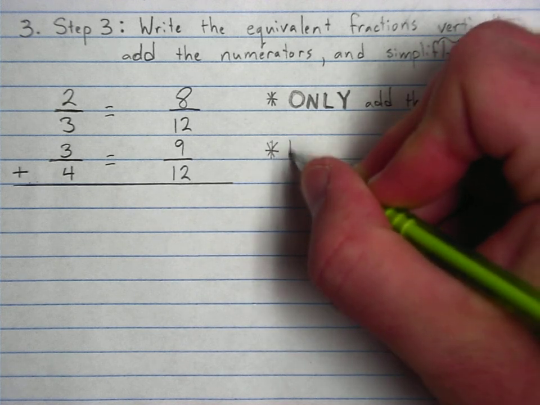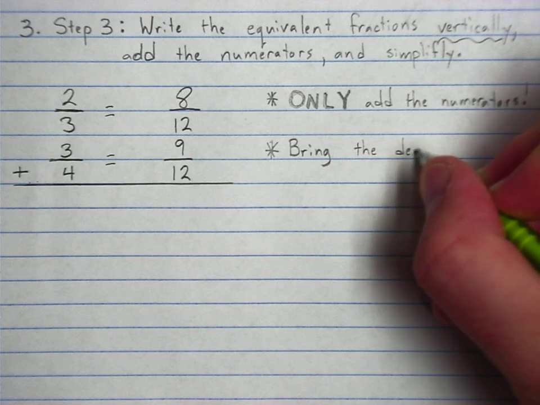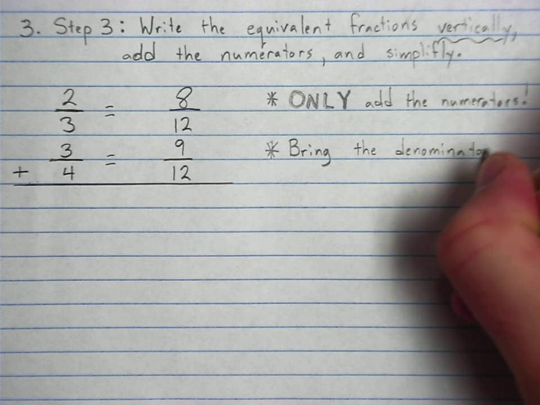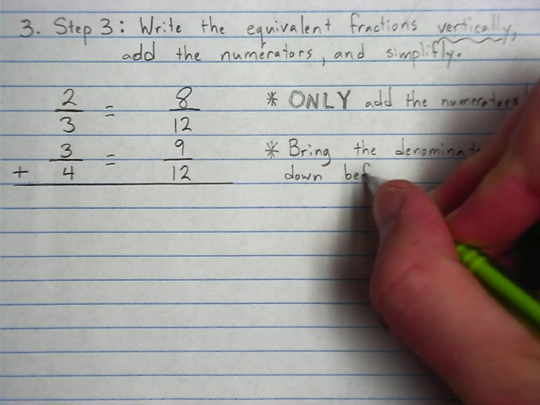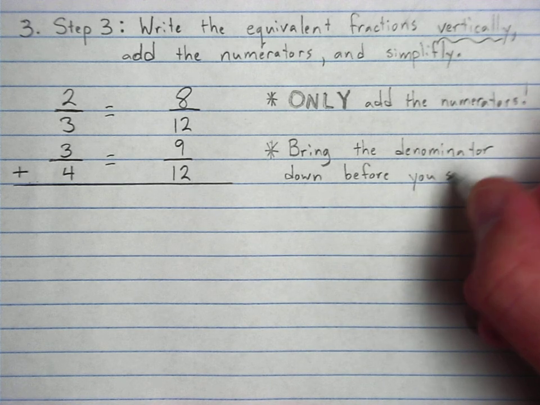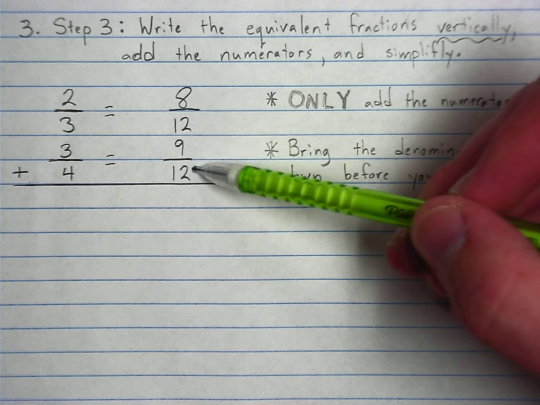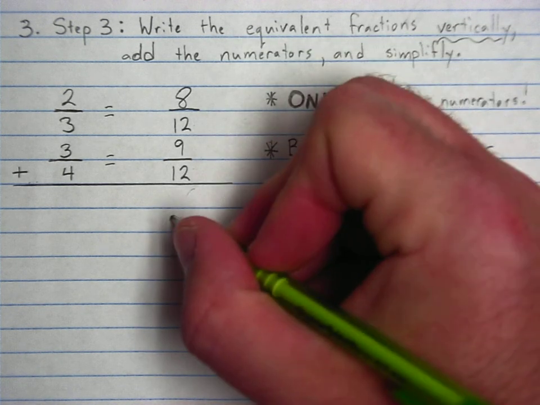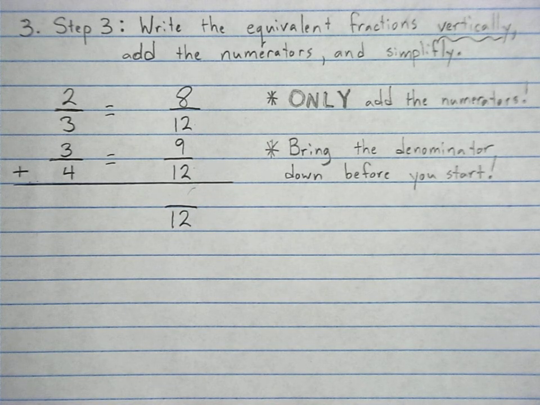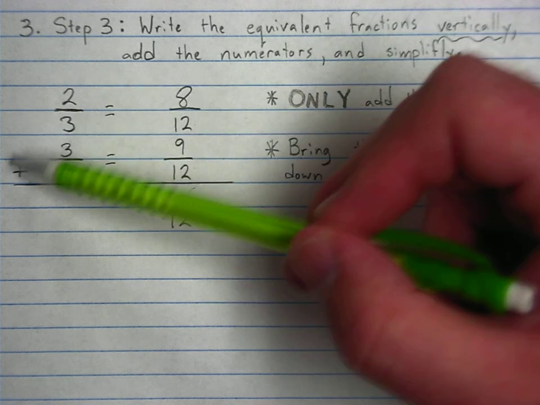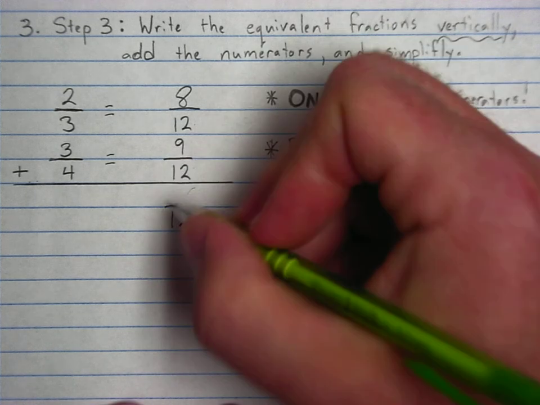Now, another key point. Bring the denominator down before you start. This is just another way to make sure that you don't accidentally add them together. So if this is 12ths, skip a line, that's where the numerator will go. Your answer is going to be 12ths as well. 8 plus 9 hopefully is fairly straightforward for you. 8 plus 9 is going to be 17.